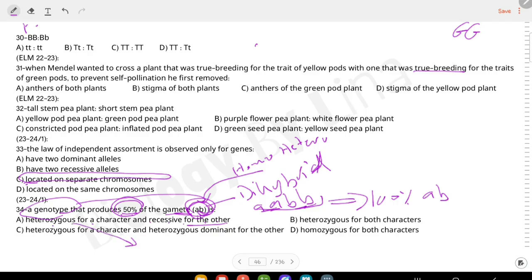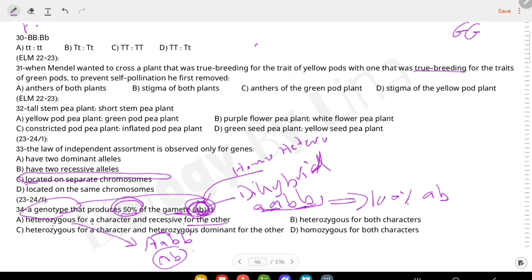Hetero for a character, we have A and B. Let's say this is hetero for one character, A small, A capital, A small, and recessive for the other, it means B small, for example. Can they produce 50% A small, B small? Let's look at it. A capital, B small. This is the first gamete.